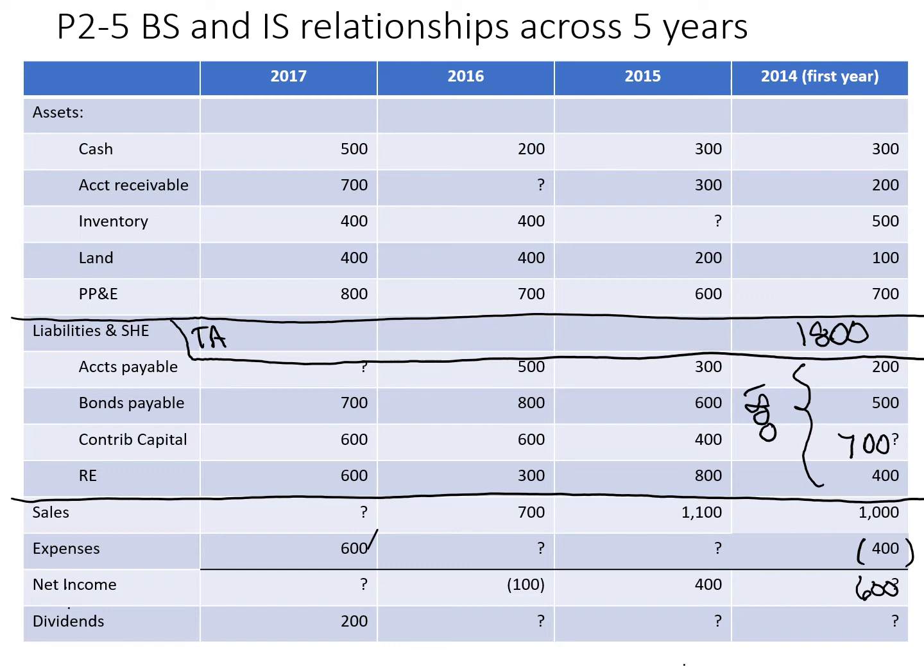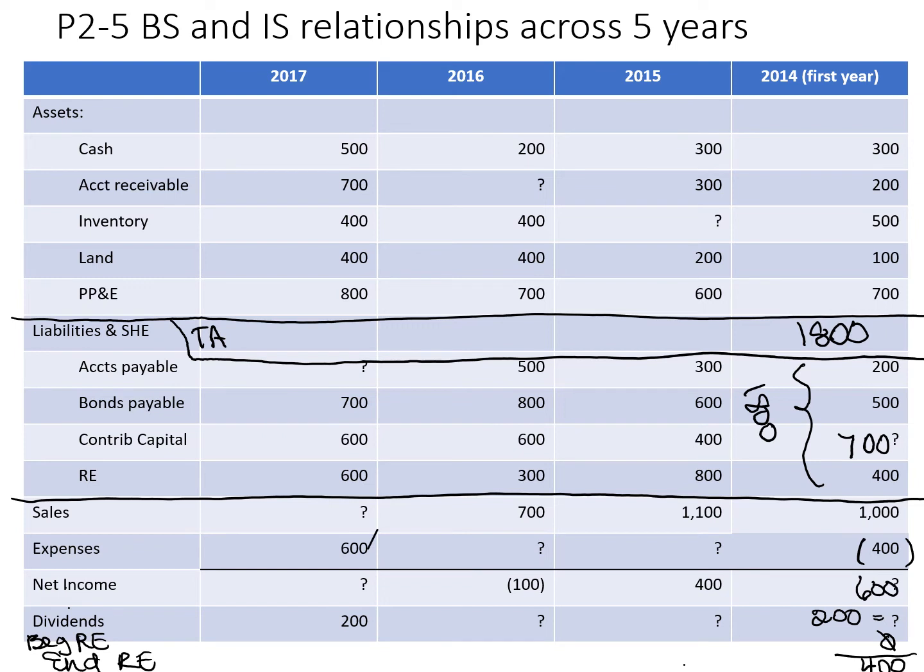All right, now I need to figure out what dividends are, and I know that this is a brand new company, so my beginning retained earnings this year were 0, and I can see from above that my ending retained earnings are 400. Brand new company, had income of 600, but ending retained earnings is only 400. So I must have paid dividends of $200. Make sense? Now, the ending retained earnings for this year becomes the beginning retained earnings for next year.